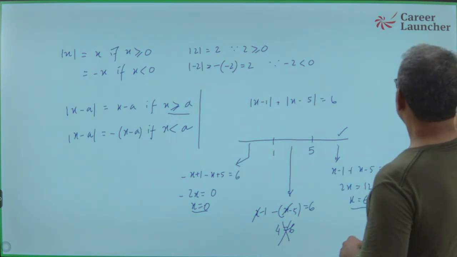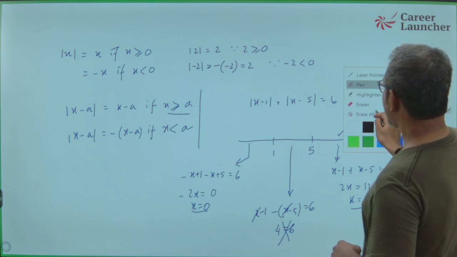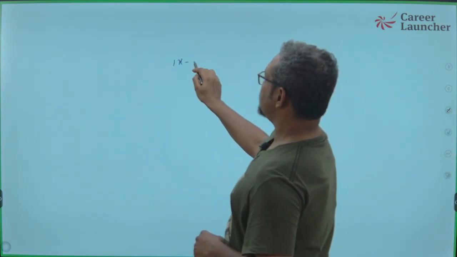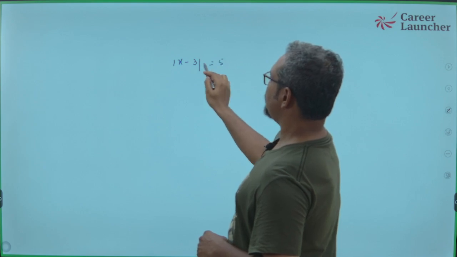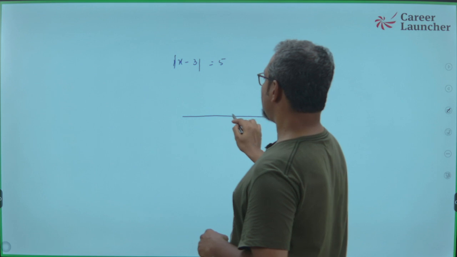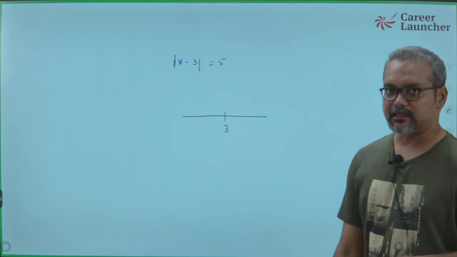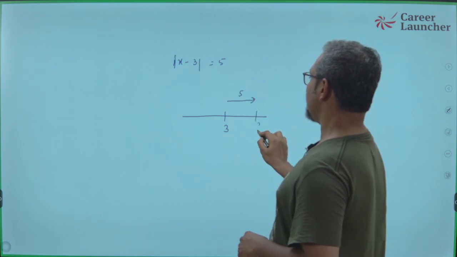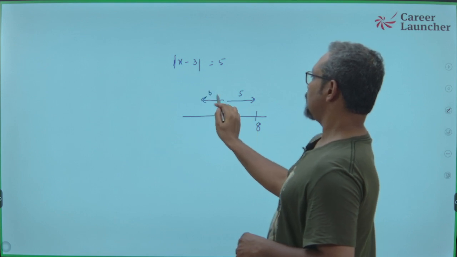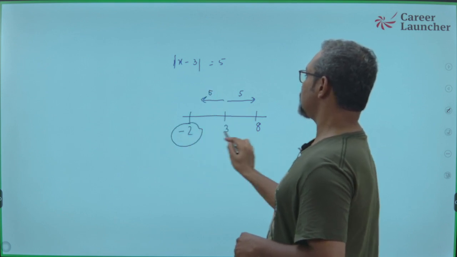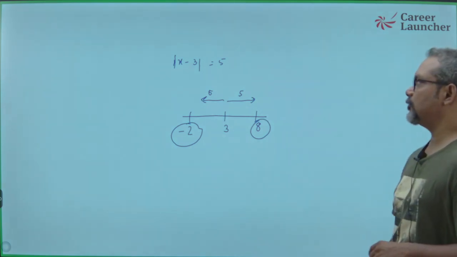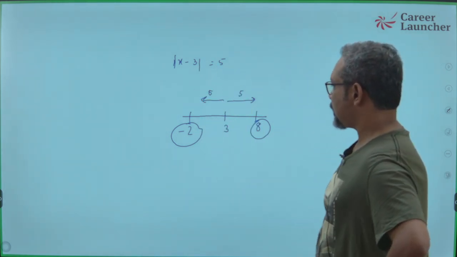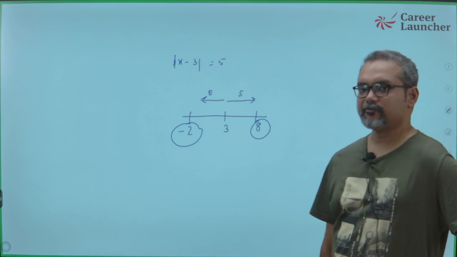Now an alternative way of understanding modulus is to think of it as a distance. So when I say mod of x minus 3 equal to 5, I basically say that from the point 3 the distance of x is 5 units. So 5 units on that side gets us to 8, 5 units on this side gets us to negative 2. Our solutions will be 8 and negative 2. You can plug in and verify. Negative 2 minus 3 is minus 5, mod is 5, 8 minus 3 is 5, mod of that is 5.